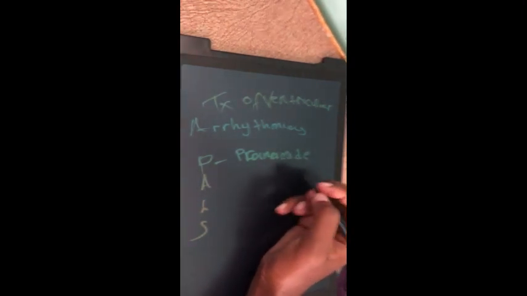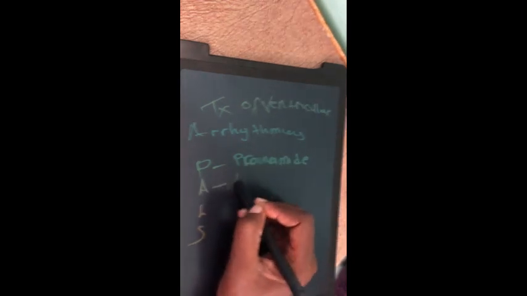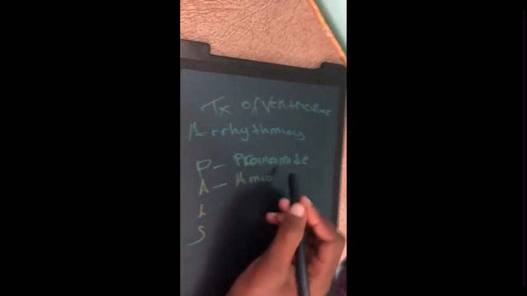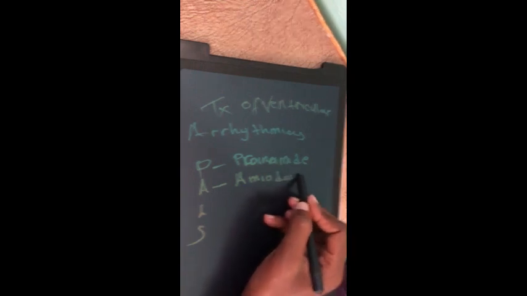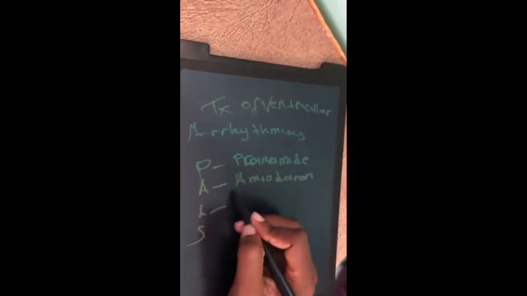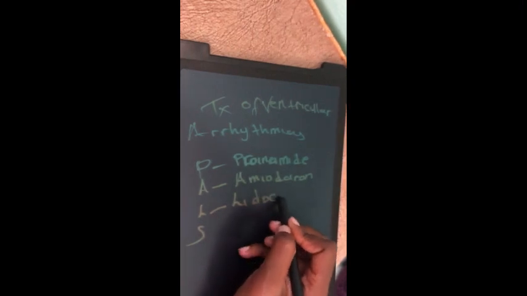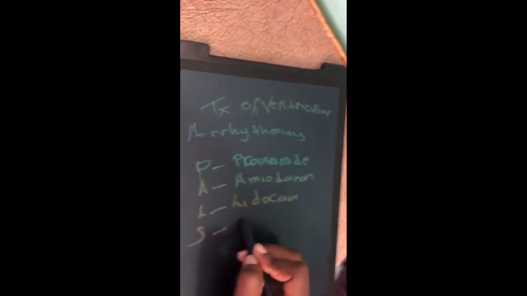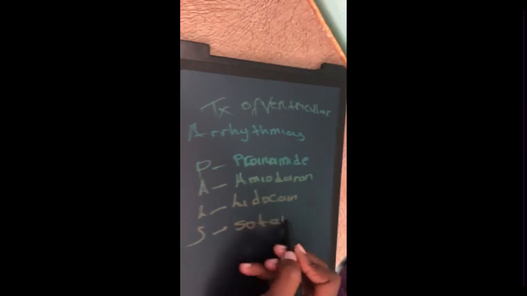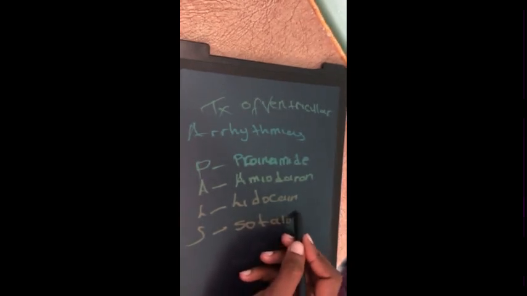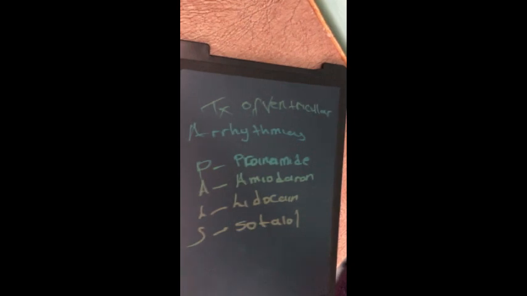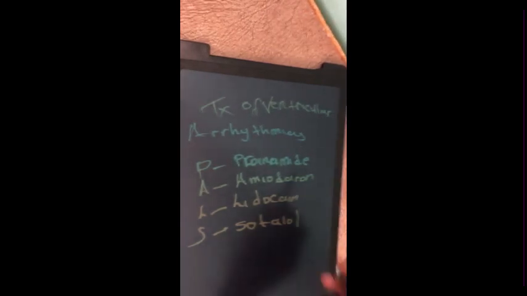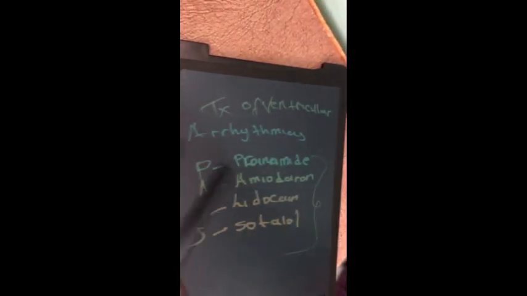Procainamide. Yes, procainamide. The next one is amiodarone, and the next one is lidocaine, and the next one is sotalol. These are the treatments of ventricular arrhythmias. These are just drugs that you use to treat ventricular arrhythmias.